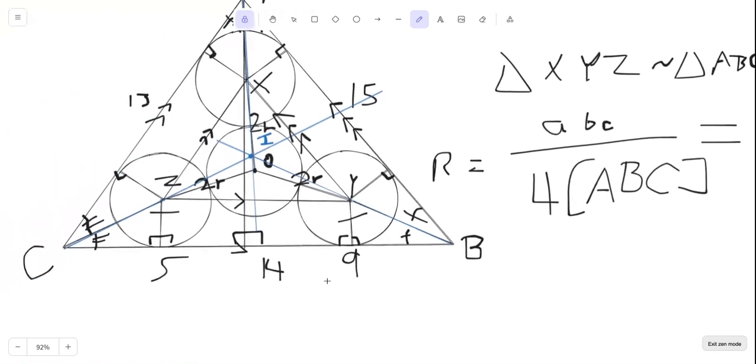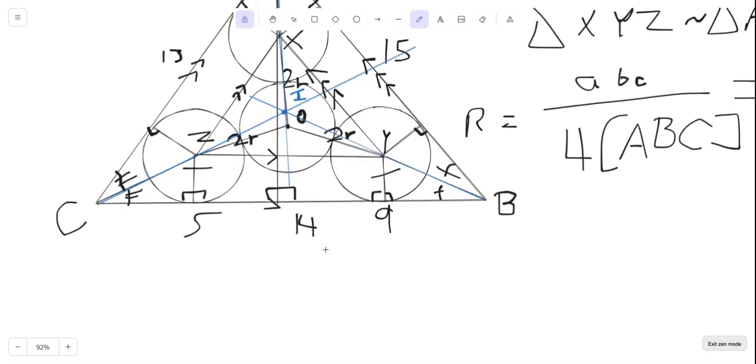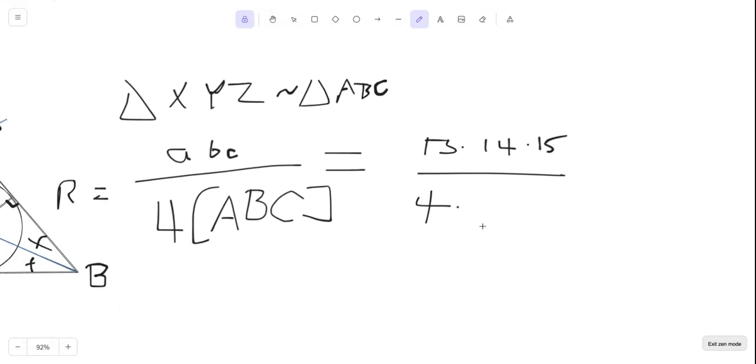we can also use the fact that I split it like this. The altitude is of length 12 and the base is length 14. So we would have the area being 1/2 of 12 times 14, which is 84.